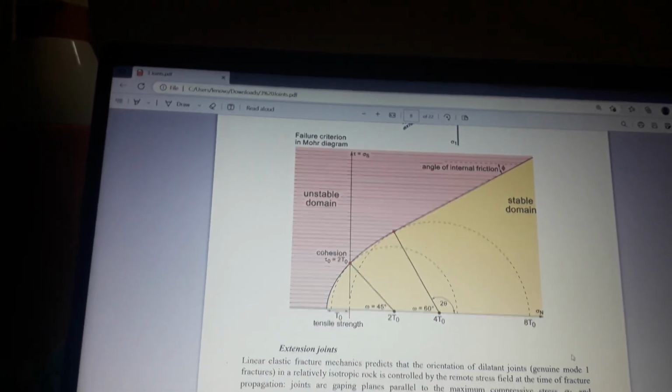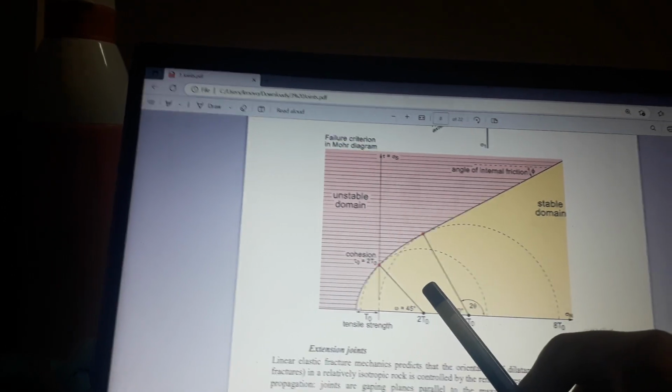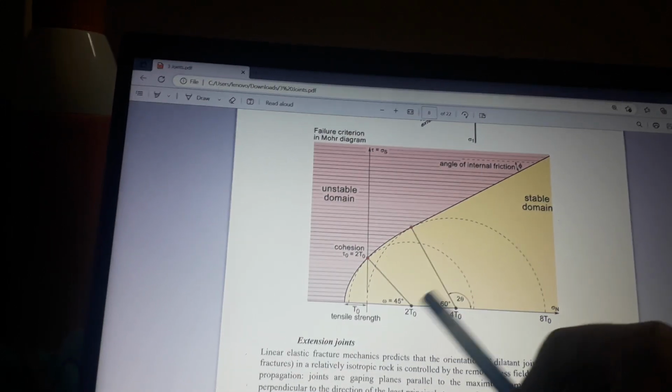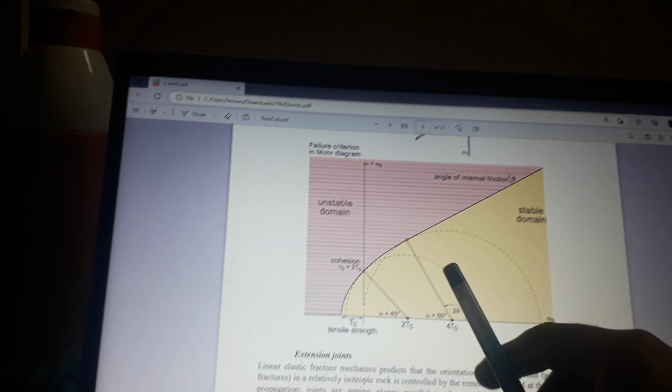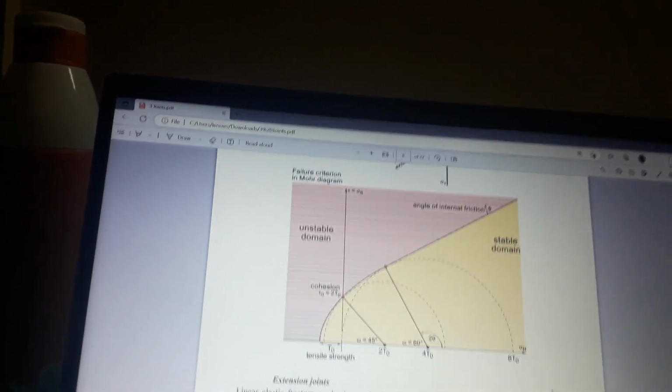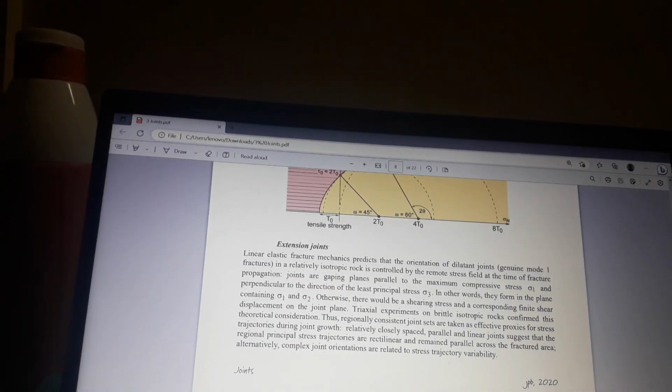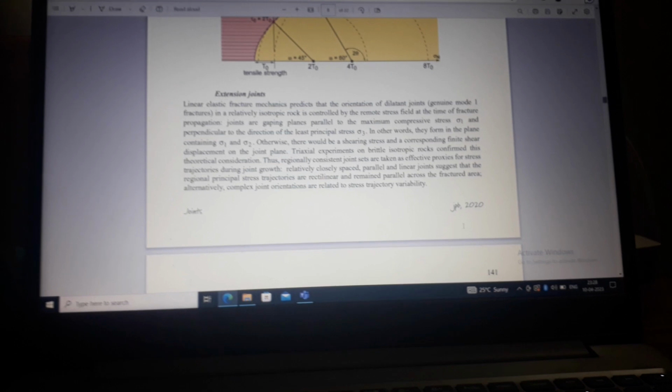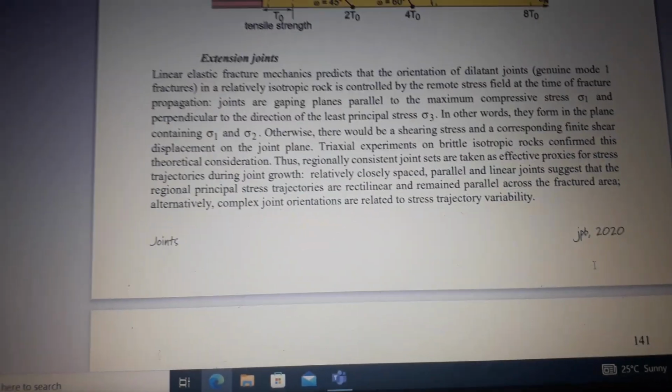This is the failure criterion in Mohr diagram. This is tensile strength T naught, this is 2 T naught, this is 4 T naught, this is 8 T naught, sigma n. Tau is equal to sigma s. Cohesion tau naught is equal to 2 T naught. This is stable domain. This is angle of internal friction, which is high. This is unstable domain. Tau is equal to sigma s. These are the extension joints.